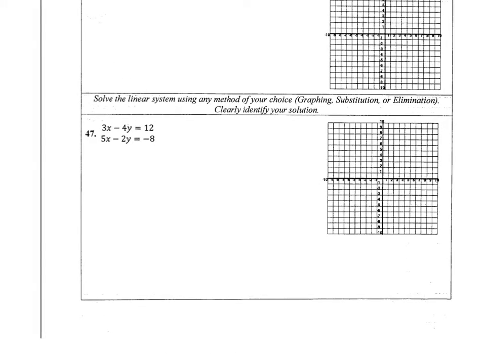47. Figure out you can use graphing, substitution, or elimination. She does not care which. So if you want to graph it, put them both into y equals mx plus b, and graph it and see where they physically cross one another.